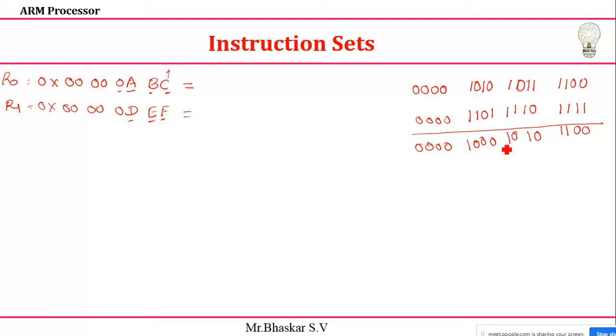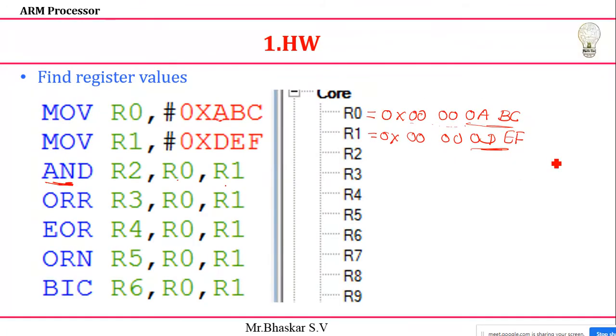Now I need to read this value. This is 0. What about 1, 0, 0? 8. This one A. What about this? It is C. So 8AC. You can check it out. So I'll get the value here: 0x000008AC. Okay, so this is for the AND operation.